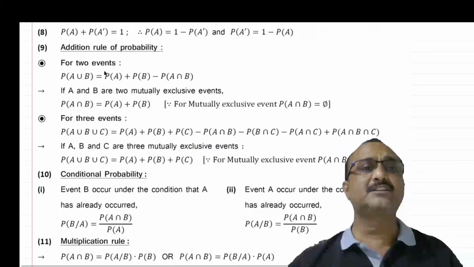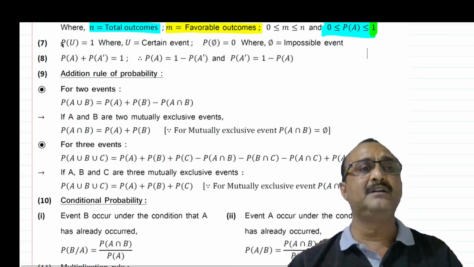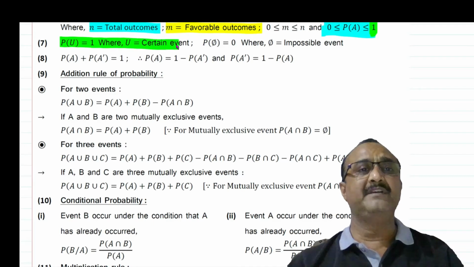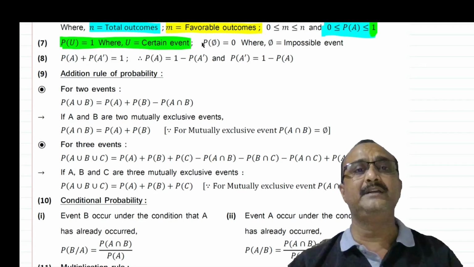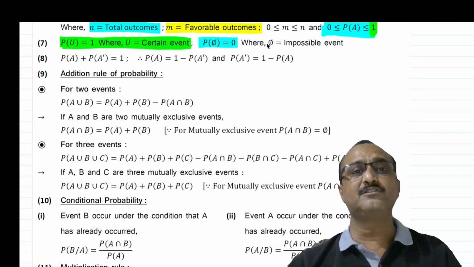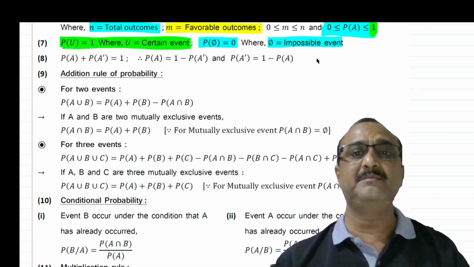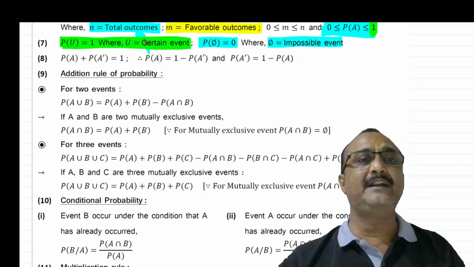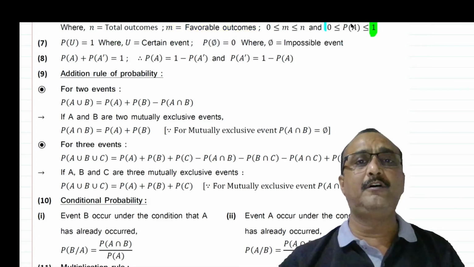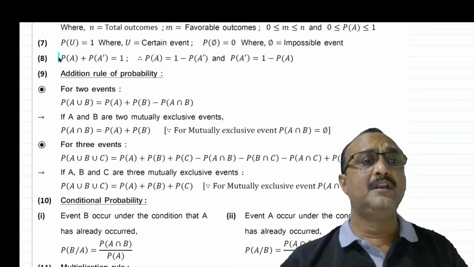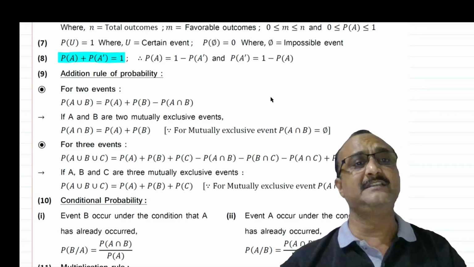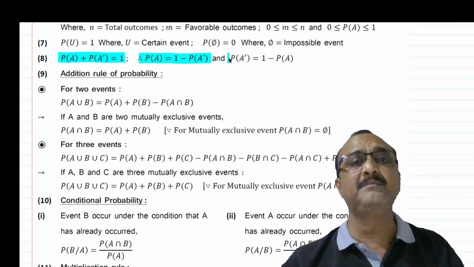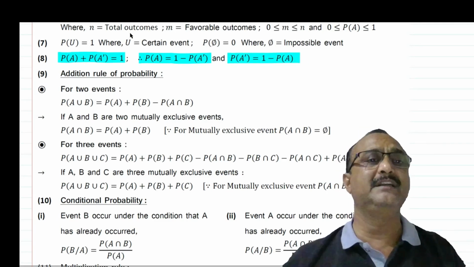Okay, our next formula is number 7. P of U equal to 1, where U is a certain event. Probability of any certain event is always equal to 1, and P of phi equals 0, where phi is an impossible event. Means probability of any impossible event is always 0. And remember that the total of both certain event and impossible event probabilities is always 1. So we can write that P of A equal to 1 minus P of A prime, or P of A prime equal to 1 minus P of A.